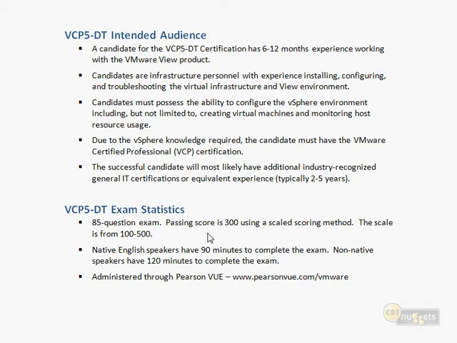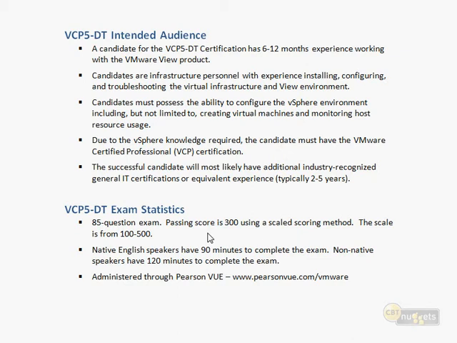Down here at the bottom, we have some exam stats associated with the VCP5-DT exam itself. It is an 85-question exam. The passing score is 300 using what is called a scaled scoring method from 100 to 500. What that effectively means is that different people are going to get different exams or different views of the exam content. Because there are 85 questions, there is a much larger pool of questions to pull from.